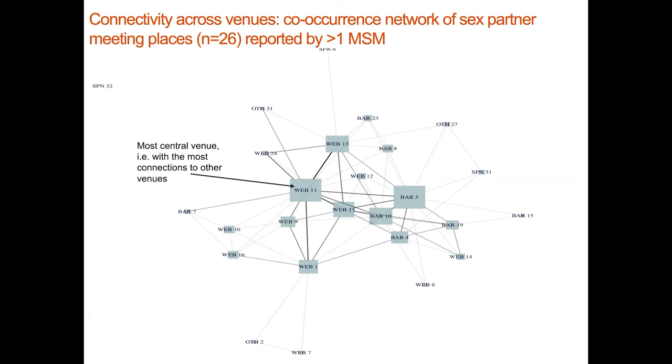And together with Bar 5, I can use my pointer. That's great. So Web 11, Bar 5, Web 15, and Web 1, if I can find it right here, together they represented 52% of all reports on venues. So a high degree of clustering.